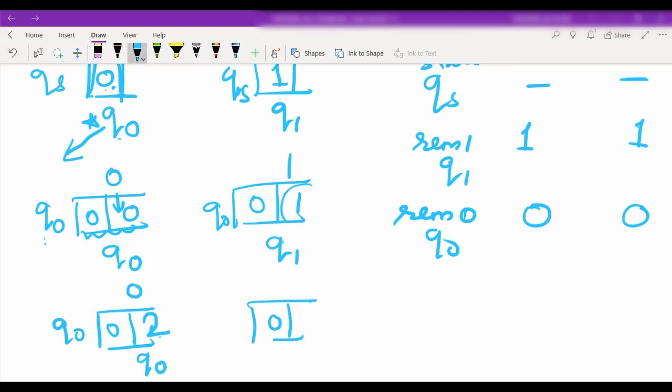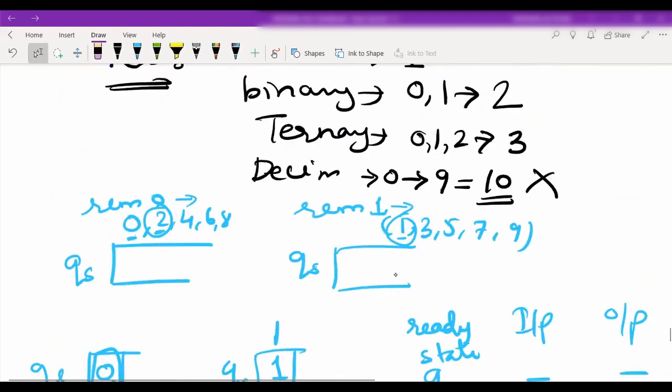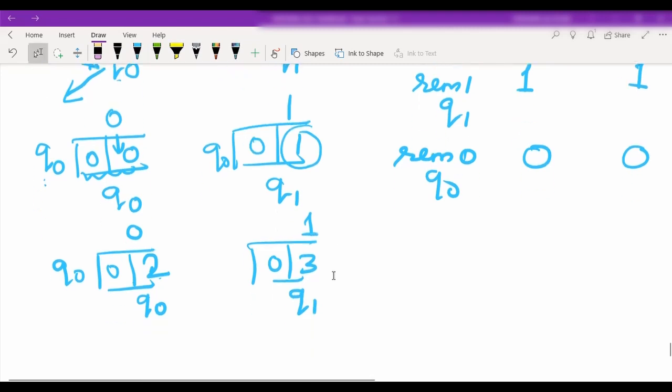Here we have taken the next bit as 1 from the remainder 1 set. I can take the next element as 3 also. If you add number 3, which number is generated? Number 3. Number 3 is not divisible by 2, leaving the remainder 1 and going to the state Q1. This is how, if you want, you can take 0, 4 also. After 0, you can consider 6 also, and 8 also. Here also, after 0, you can consider 5, 7, and 9 also.